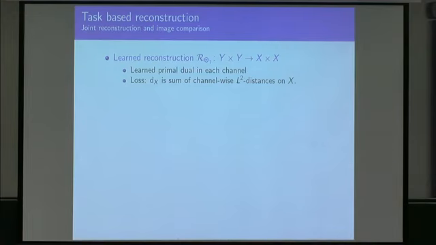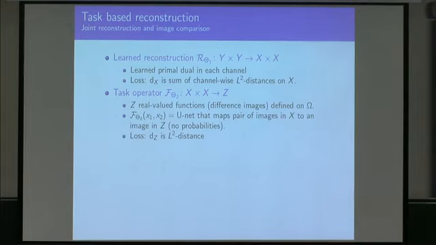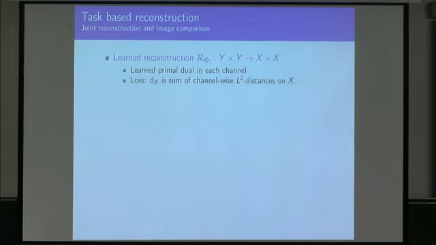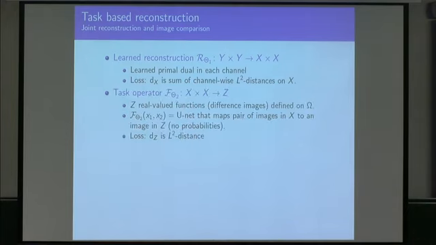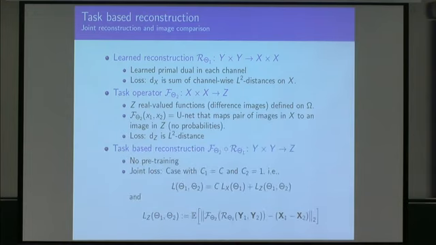Again, the reconstruction part is the learned primal dual one, channel-wise. So there is no fancy cross-structural thing going on here, not in the reconstruction part at least. And of course the corresponding L2 distances, the sum of channel-wise L2 distances. The task operator is essentially a U-net that has been trained on mapping differences. So that's nothing more than that. And then you do the joint training.